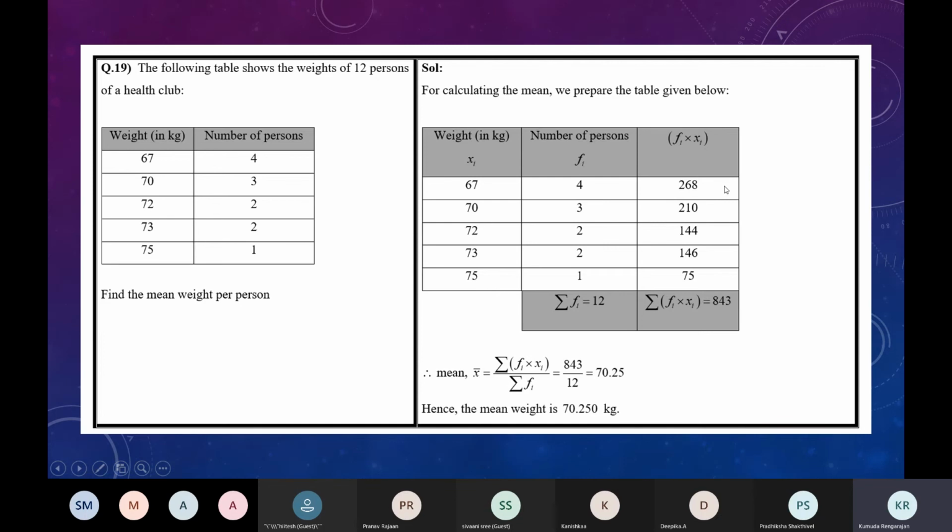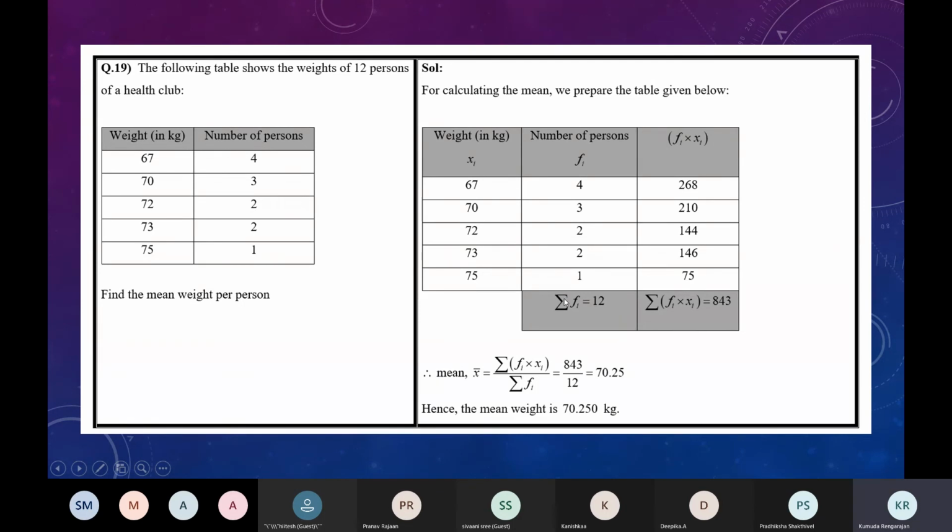67 into 4, 268. 70 into 3, 210. 72 into 2, 144. 73 into 2, 146. 75 into 1, 75. Multiplying the Xi value and the corresponding Fi value, you should create a new column called the Fi Xi column. Fi into Xi.